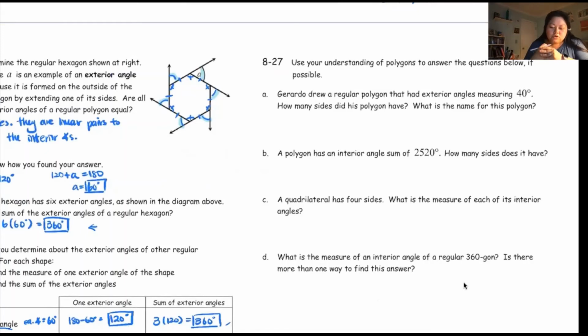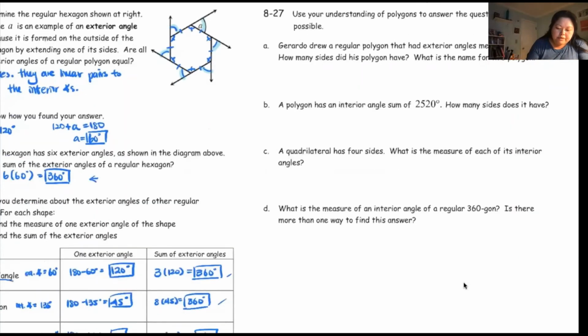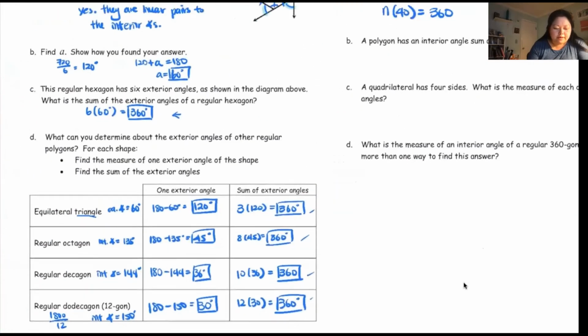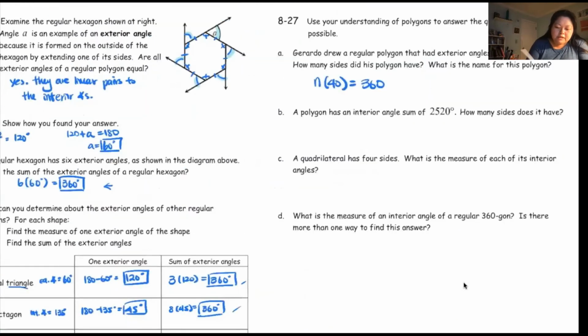Okay, so the first one says, Gerardo drew a regular polygon that has exterior angles measuring 40 degrees. How many sides does this polygon have? What is the name for this polygon? So think about what we did here, right? The number of sides times the exterior angle is always going to equal 360. We kind of proved that with this beautiful chart in the previous problem. So we can use that to figure out my number of sides. If I divide by 40 on both sides, that tells me the number of sides is 9. This is 9 sides. And what's this called? It's a nonagon.